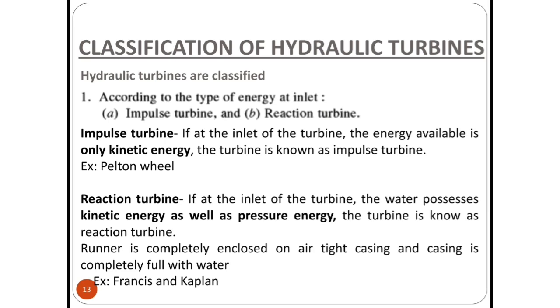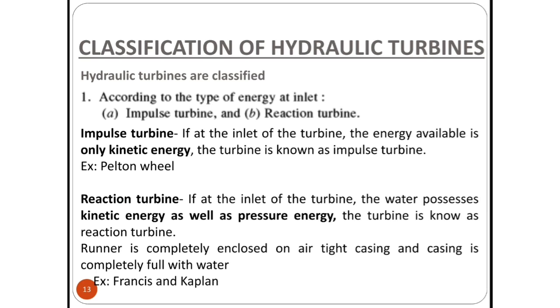Let us go with the impulse turbine. If at the inlet of the turbine the energy available is only the kinetic energy, then the turbine is known as an impulse turbine. An example is the Pelton wheel. Here in the Pelton wheel, only the impulse energy, or kinetic energy, will be available. When you talk about the reaction, in the name itself there is the reaction.